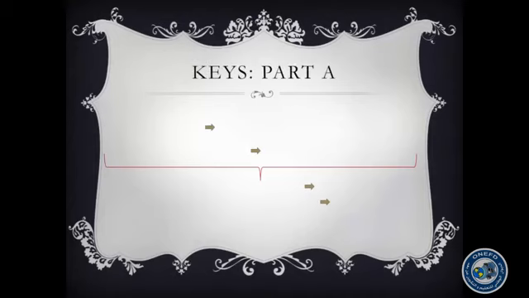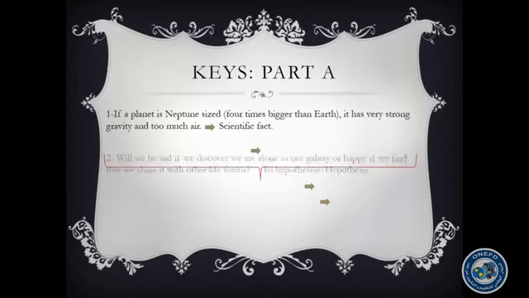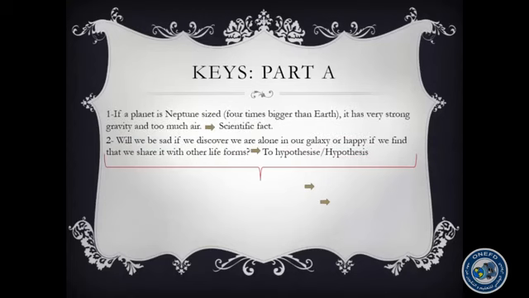So we have the answer to part A. We have given you the two sentences that were underlined in the text. The first sentence is, if a planet is Neptune-sized, 4 times bigger than Earth, it has very strong gravity and too much air. Second sentence, will we be sad if we discover we are alone in our galaxy, or happy if we find that we share it with other life forms?